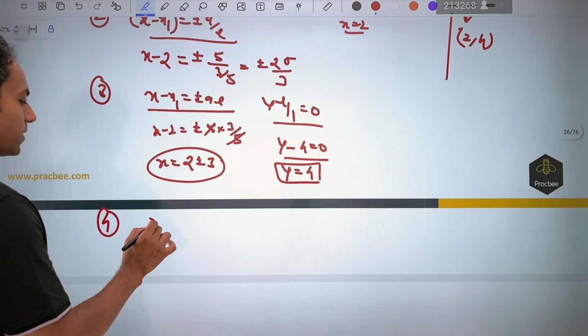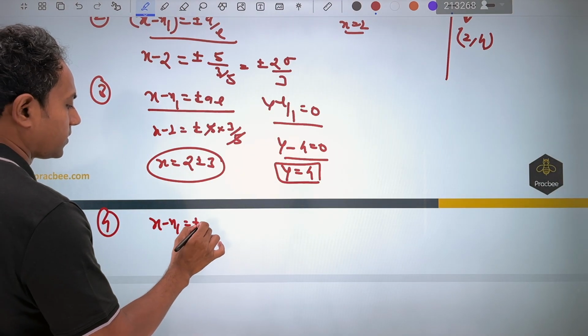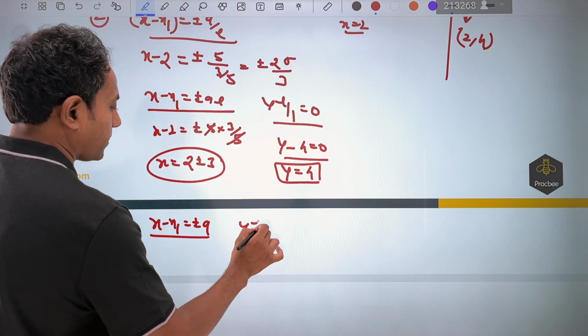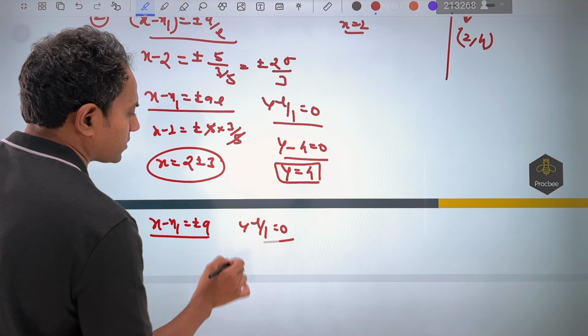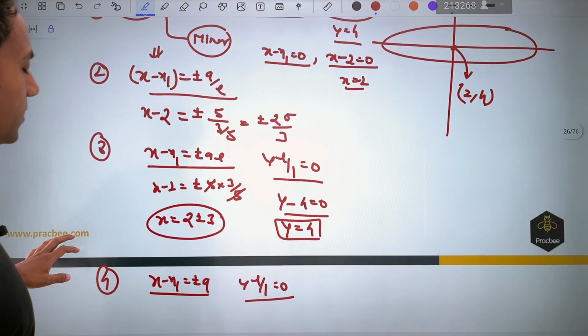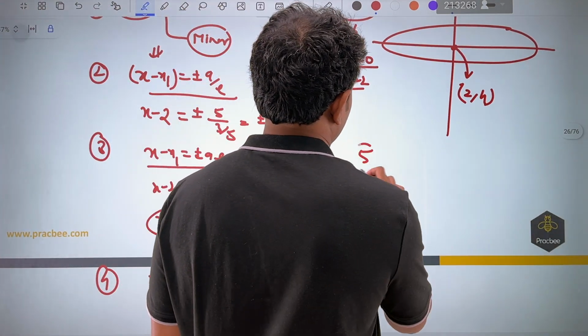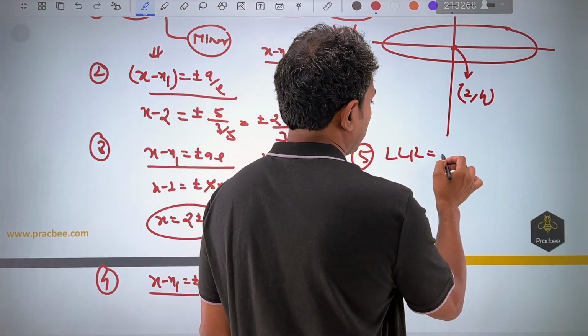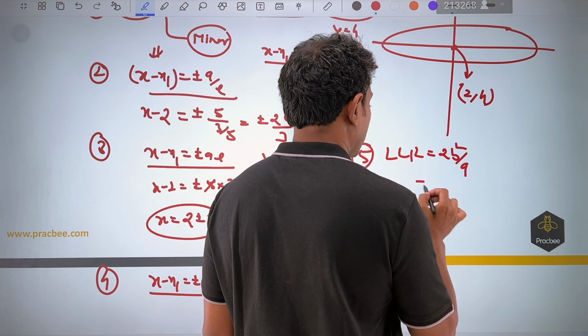Similarly, the vertices will become x minus x1 is equal to plus minus a, y minus y1 is equal to 0. You can substitute the value. And finally, the length of latus rectum and eccentricity. The eccentricity we already figured out. Length of latus rectum will become 2b square by a, and this will remain unchanged.